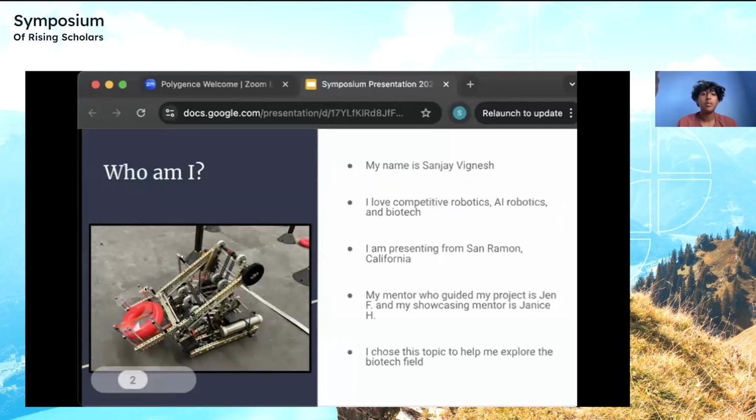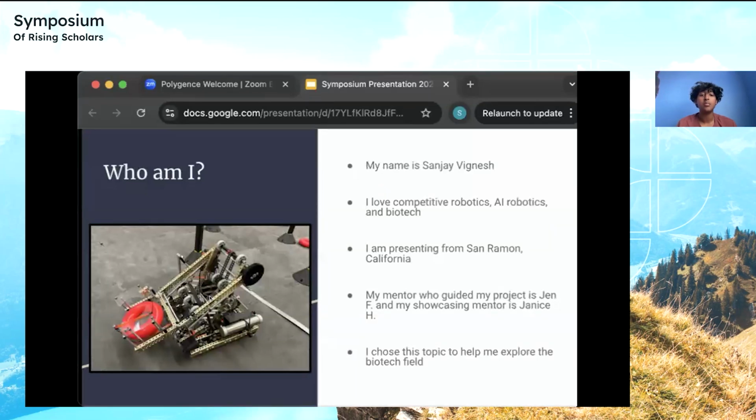So first off, who am I? Like I said, my name is Sanjay Vignesh, and I am currently a sophomore at Doherty Valley High School, and some of my hobbies include robotics, aerobotics, and biomed. And this is a picture of our robot for this season on the left. And the mentor who guided me through my project is Jen F, and my showcasing mentor is Janice H.